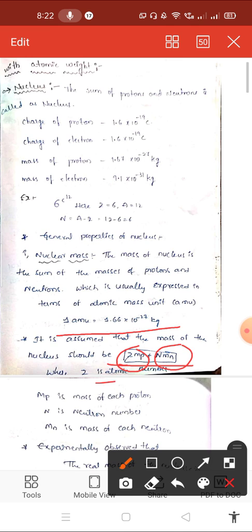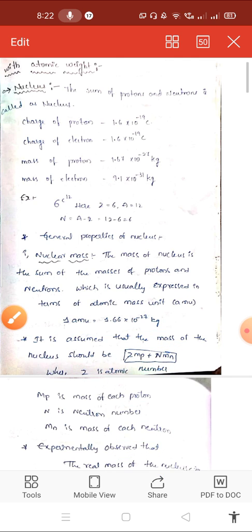Here Z is the atomic number, Mp is the mass of each proton, N is the neutron number, and Mn is the mass of each neutron. The mass of each neutron multiplied by the neutron number, and the mass of each proton multiplied by the atomic number. This is what we call nuclear mass.